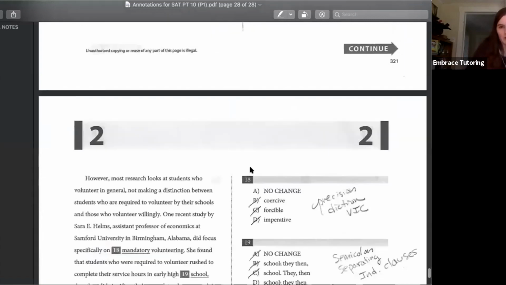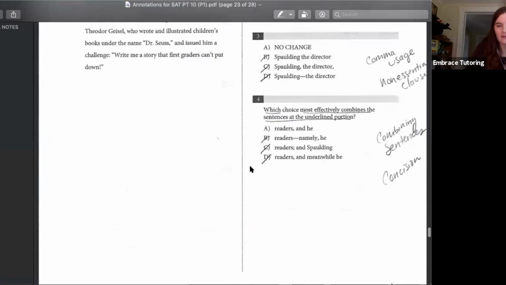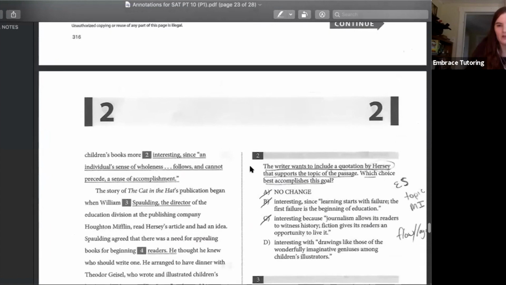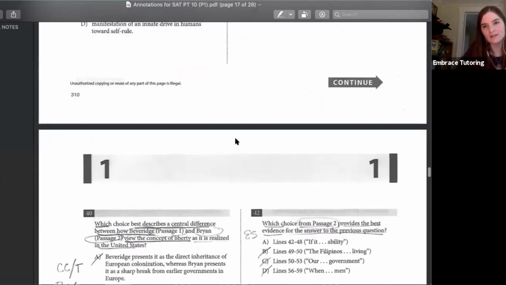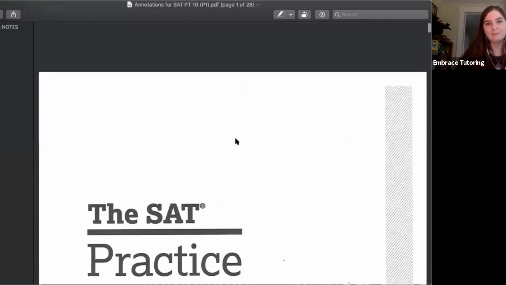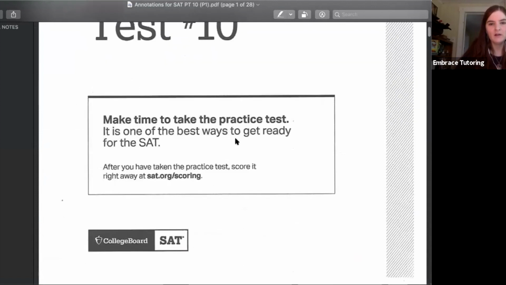Sorry, I have multiple documents for this one. I'm going to send out just one document to everyone for this week. My scanner wasn't cooperating when I initially scanned all this. So everyone should now see practice test 10 on their screen.